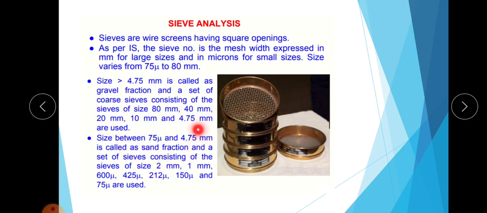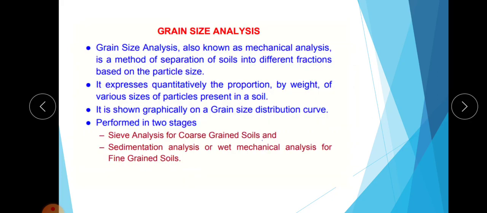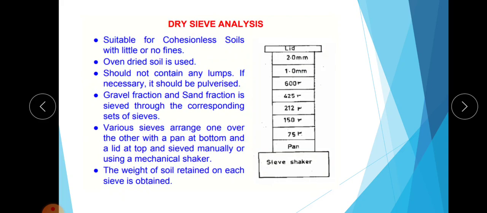And for sand fraction, sand means the size between 4.75 mm and 75 micron. So the sieves will be like that. That is, it will be 75 micron, then 150 micron, 212 micron, 425 micron, 600 micron, 1 mm, 2 mm up to 4.75 mm. These values should be memorized, and here it is arranged like this. This is for sand fraction.